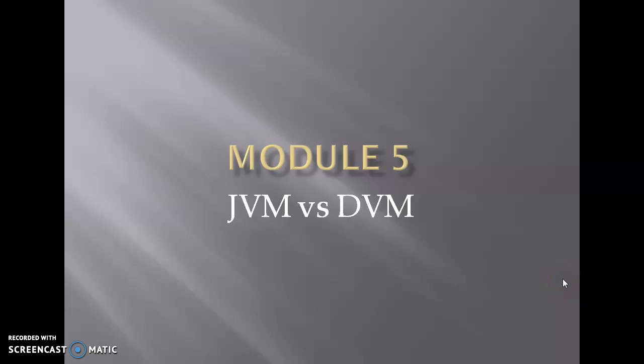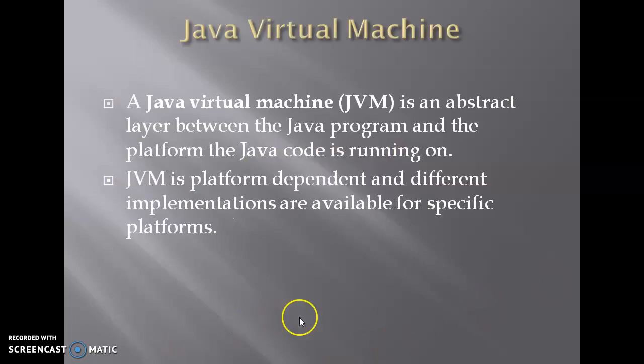Next we will see what is Java Virtual Machine and Dalvik Virtual Machine. Before moving to both, let's see what is a virtual machine. It is a virtual representation or emulation of a physical device. So what is Java Virtual Machine?